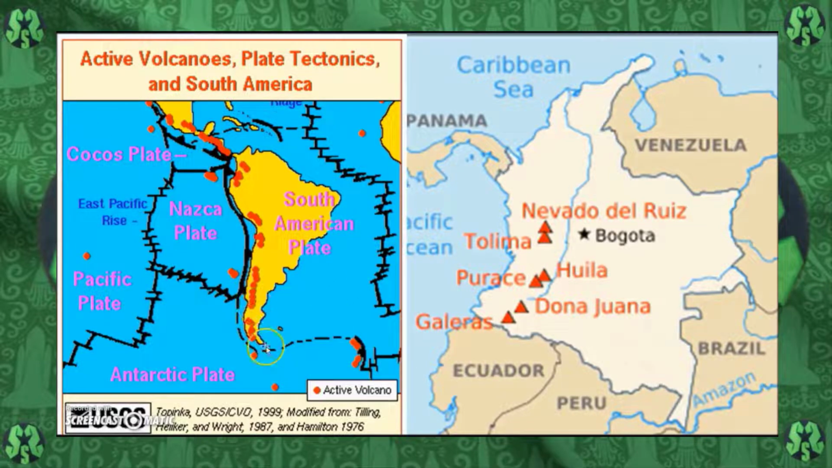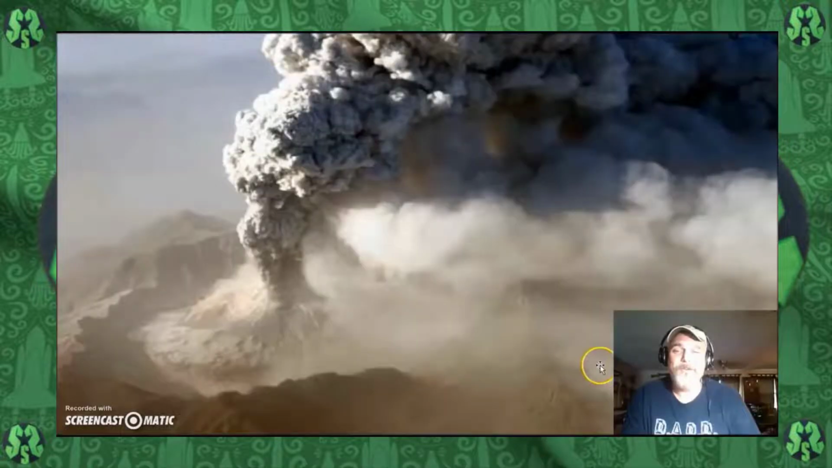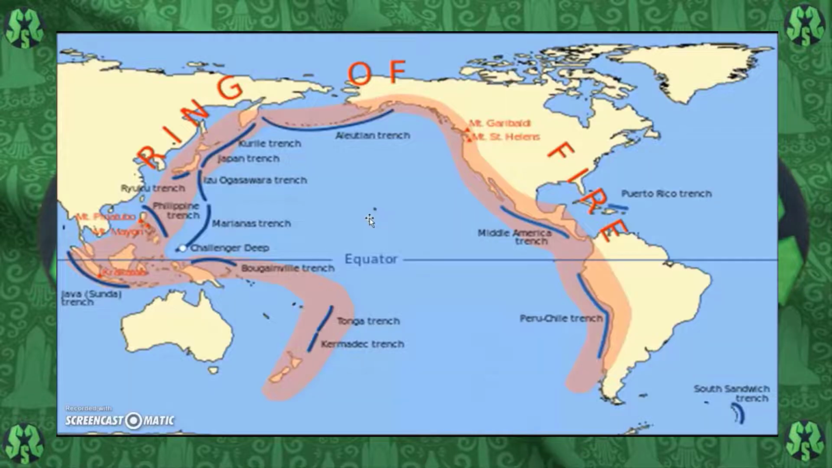Here you can see the map of South America. All these red dots, these represent volcanoes. You can see them all along the plate boundaries. Here you see a satellite photo of a volcano in the Andes Mountains. Oh no, volcano! Check this out.